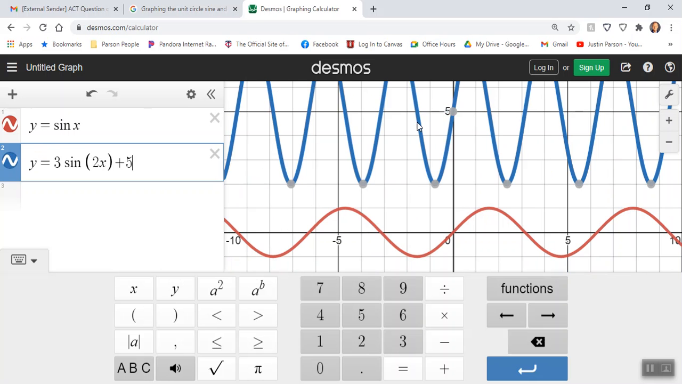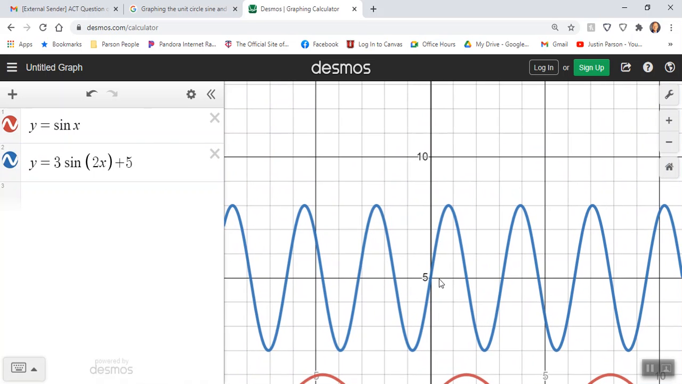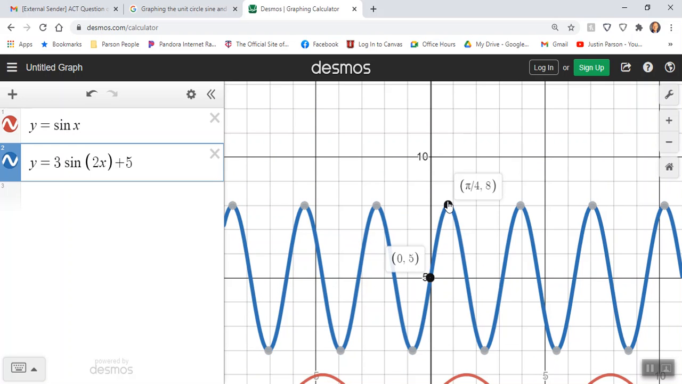Quick question here. We were looking at some certain points here. I was looking at 0, 5. Were we on the right point? Yeah. How about this one? Pi over 4, 8. Were we good? Yeah. Pi over 2, 5 again? Yep.